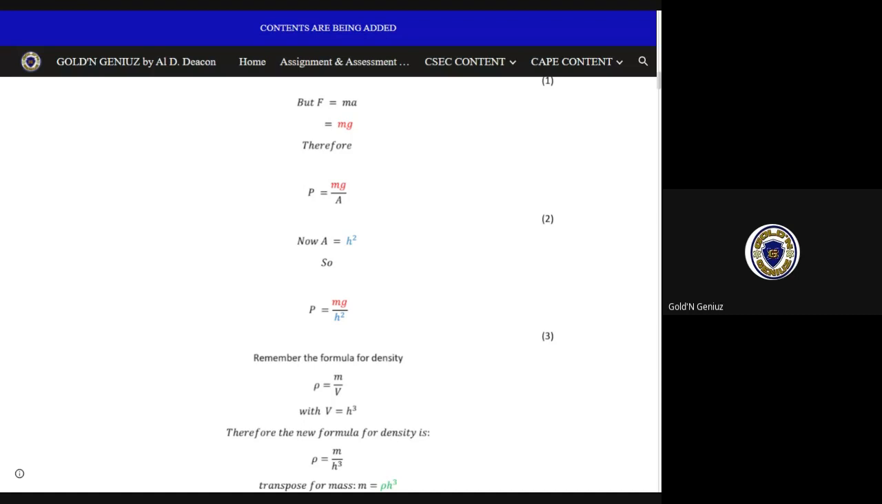P is equal to mg upon h squared. So I can use equation number 1, which is pressure is equal to force divided by area. And use equation 2, which is P is equal to mg upon A. We can use equation 3, which is P is equal to mg divided by h squared. Are we seeing these things, guys? Let me know, yes or no.